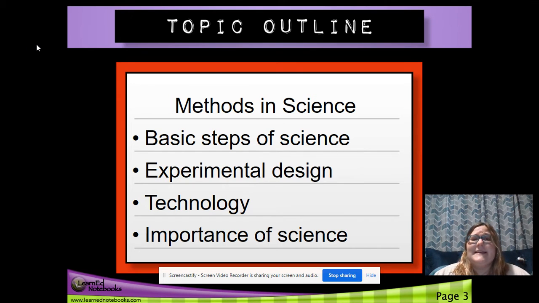What other steps? Experimental design. How do you set up an experiment? What technology? How have we made advancements? Why do we use different technology and different things? And what is the importance of science?